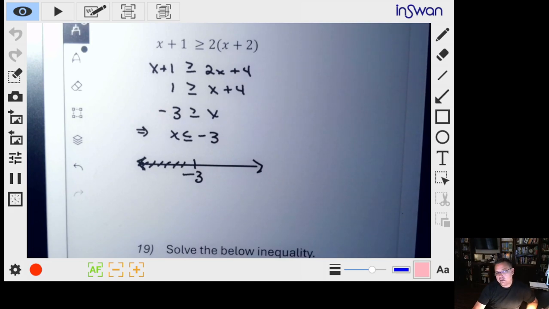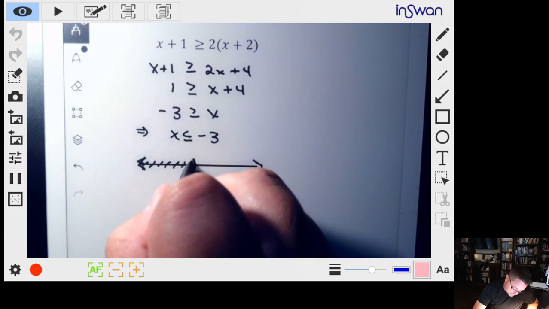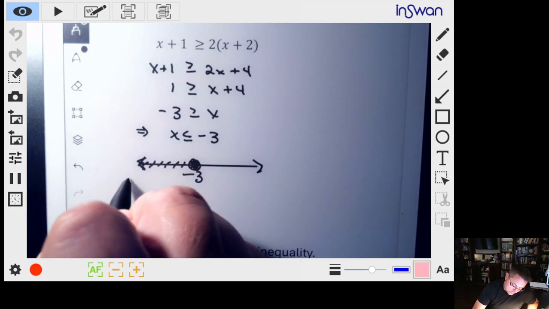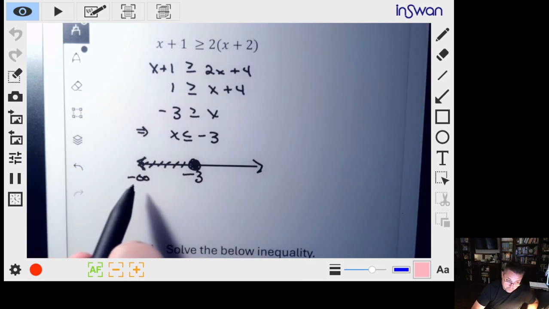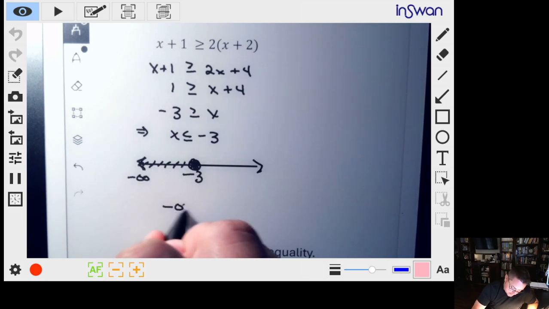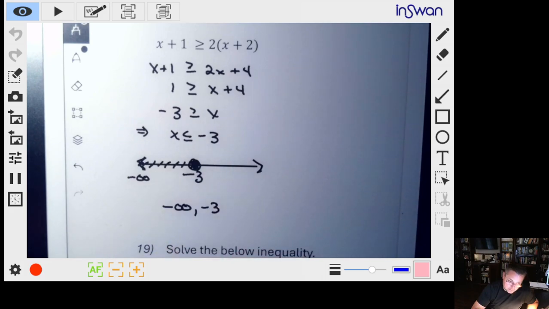And then we should say, are we including negative 3 or not? Well, in this case, we are including negative 3. So it is going to get a closed circle like that. And now we're ready to do our interval notation. So our interval, the numbers that we can use go from negative infinity to negative 3. So we're going to go from negative infinity to negative 3.